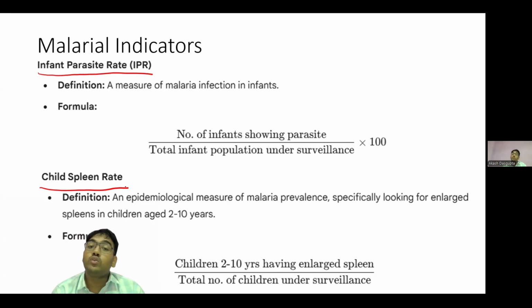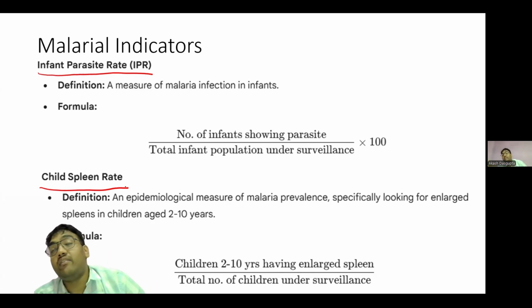So if you are able to show that the infants are having the malarial parasites in their blood, then you'll definitely be able to say that the infants are having this parasite. That means that indigenous transmission or local transmission has been happening in the last 1 year. Okay. So these are indicators.